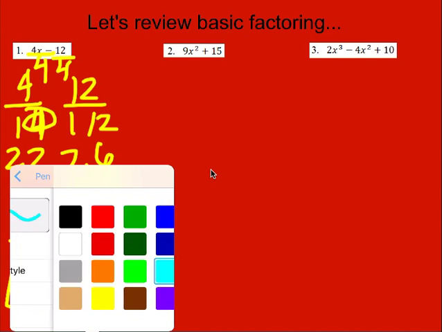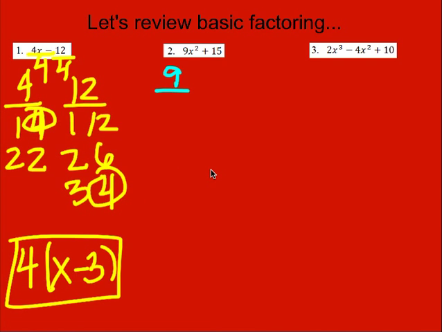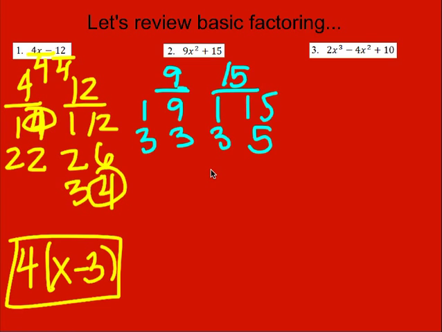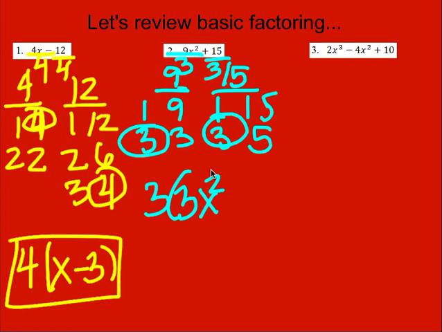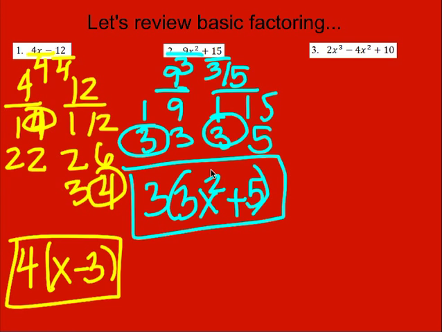Taking a look at number 2. I want to figure out what divides 9 and 15. So for 9, I have 1 and 9 and 3 and 3. For 15, 1 and 15, and then 3 and 5. So the largest number that divides both of them is 3. I'm going to divide each of these by 3. And I can't take out an x from each term, so I'm just taking out a 3. Well, 9 divided by 3 is 3, and the x squared is going to stay there. 15 divided by 3 is 5. So this right here is my final answer for number 2.